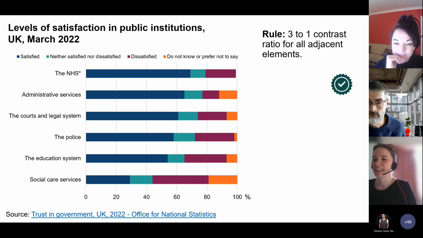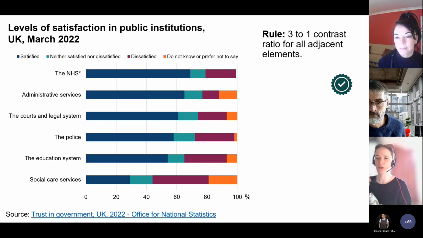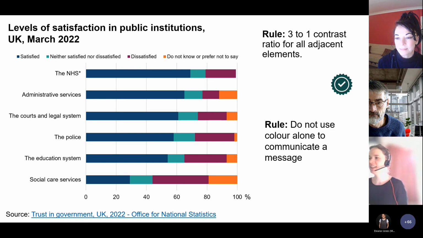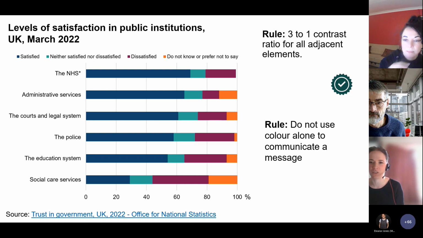So if you could put your hands down, we'll reset ourselves. This is where it might fall apart, putting the hands down. Okay, pretty good. So the next one is, do not use color alone to communicate a message. So are we meeting that requirement? Do we get a green tick for that one? Put your hand up if you think we get a green tick.